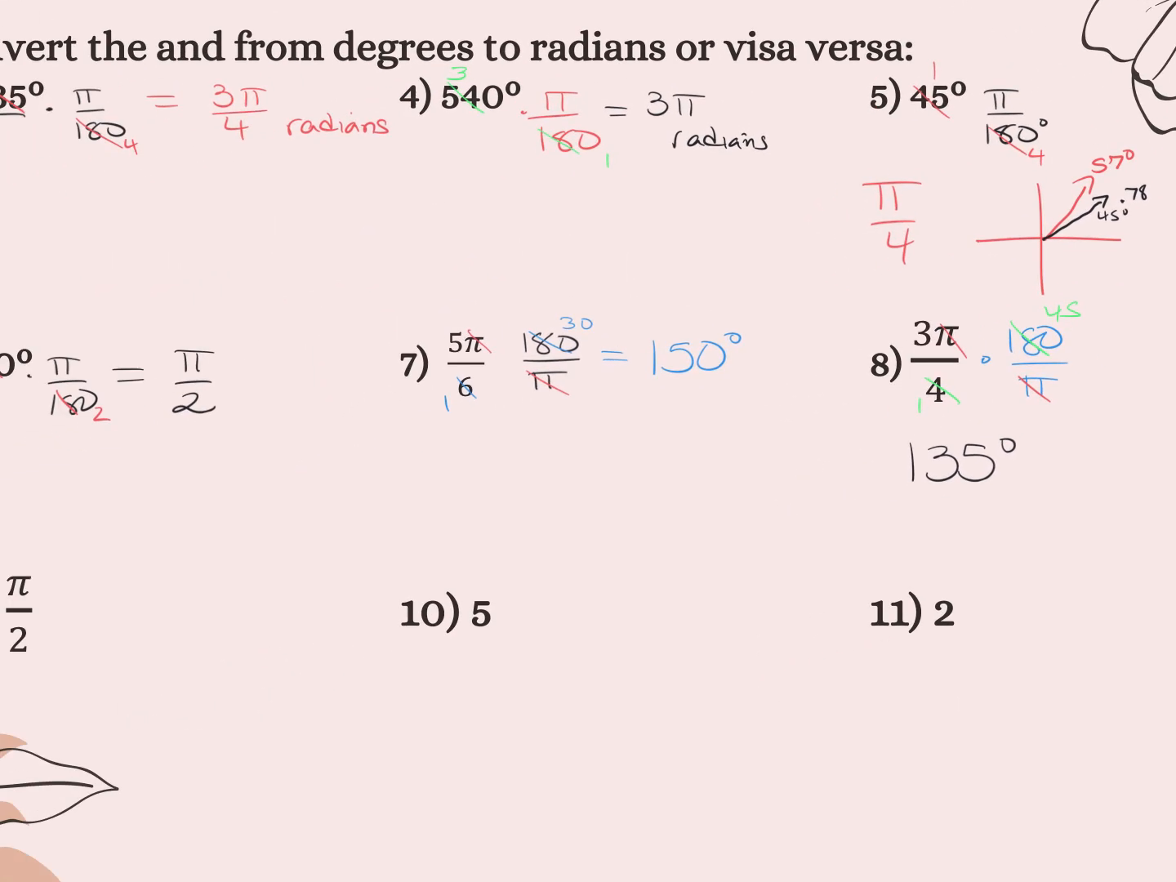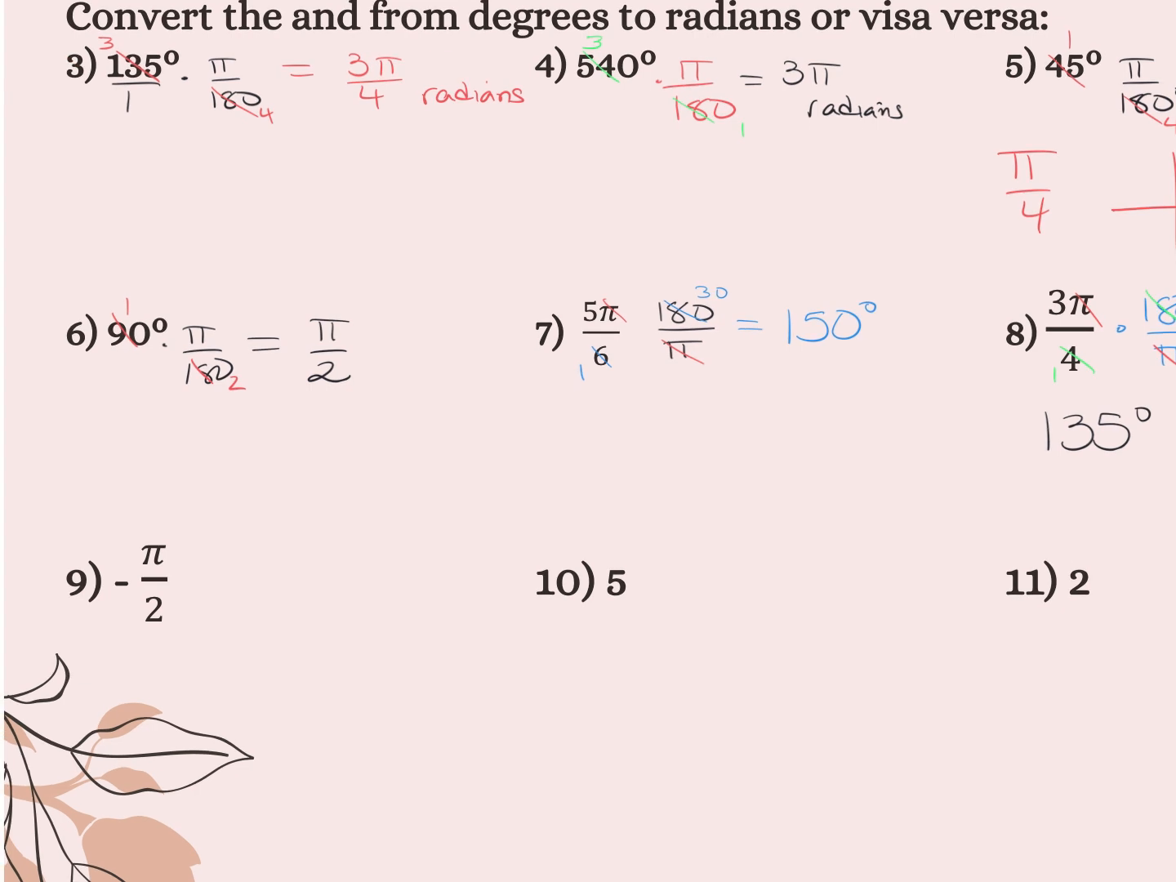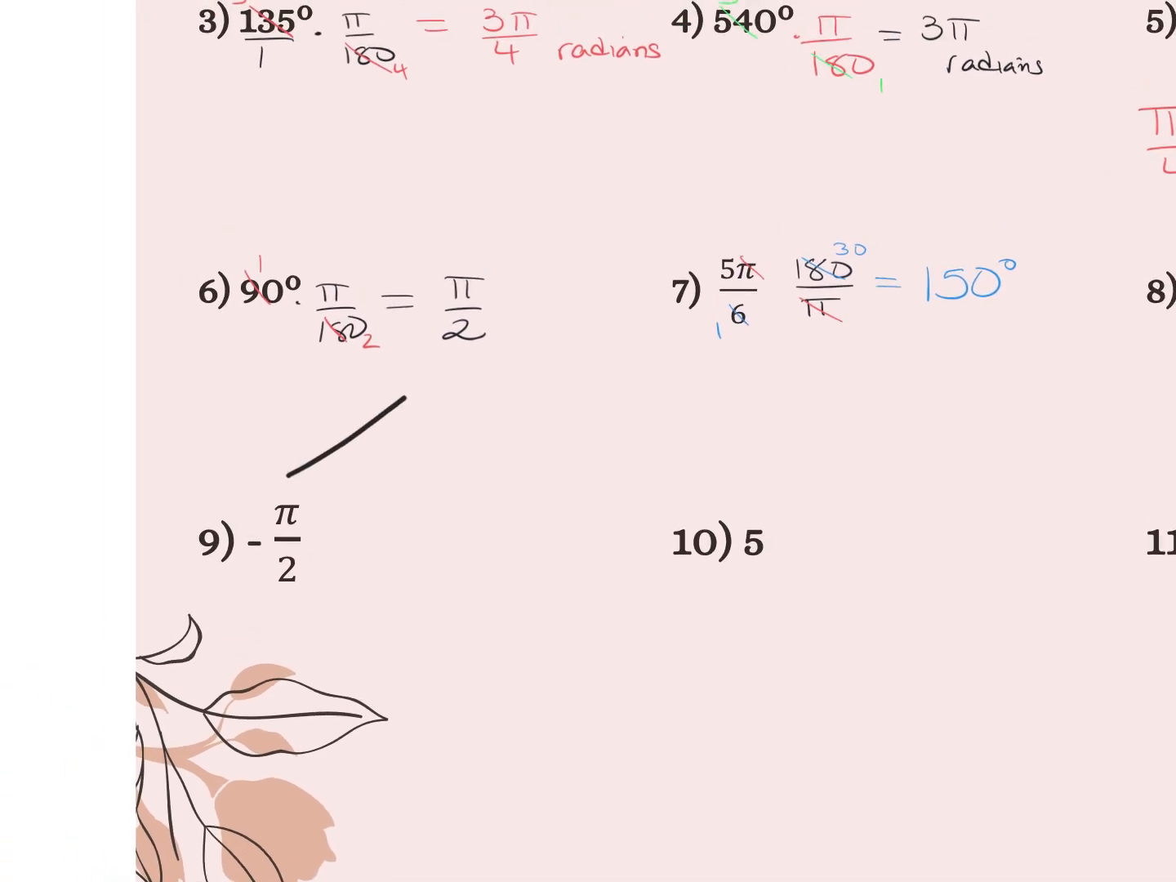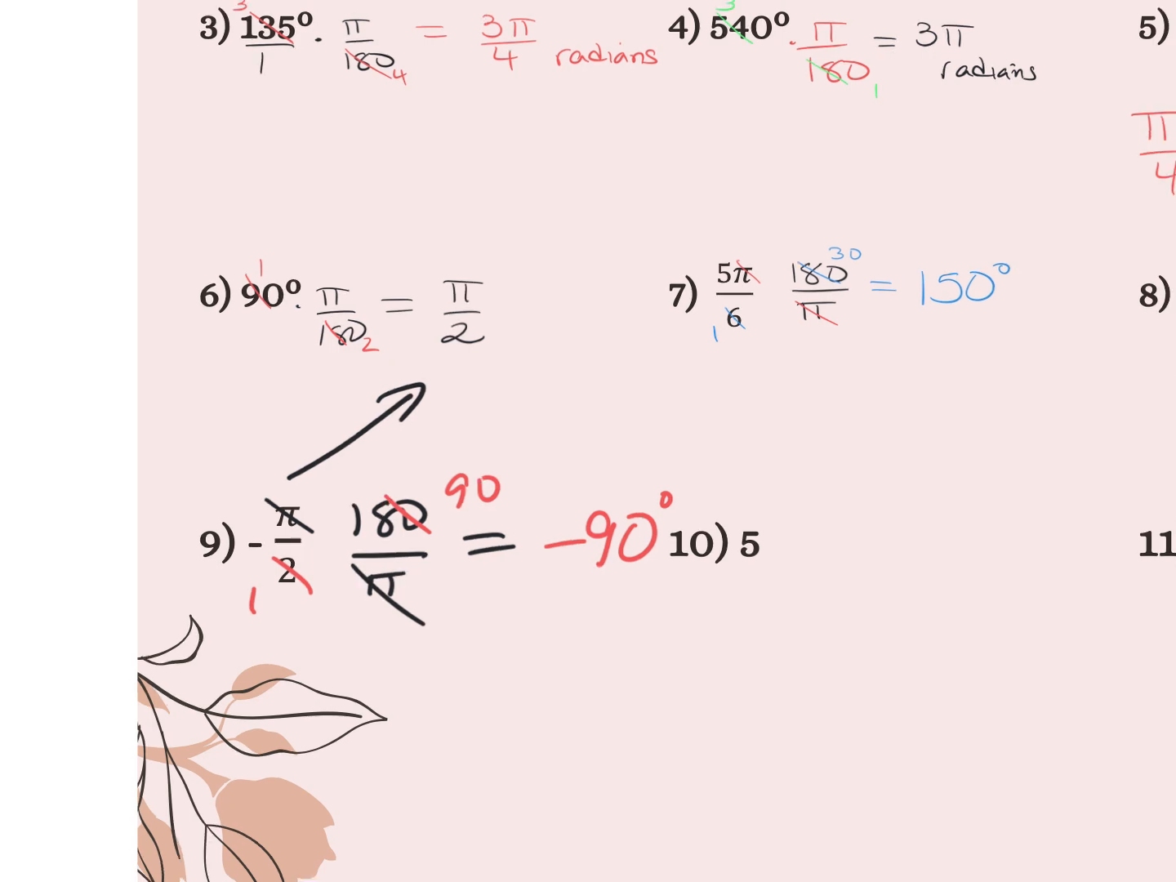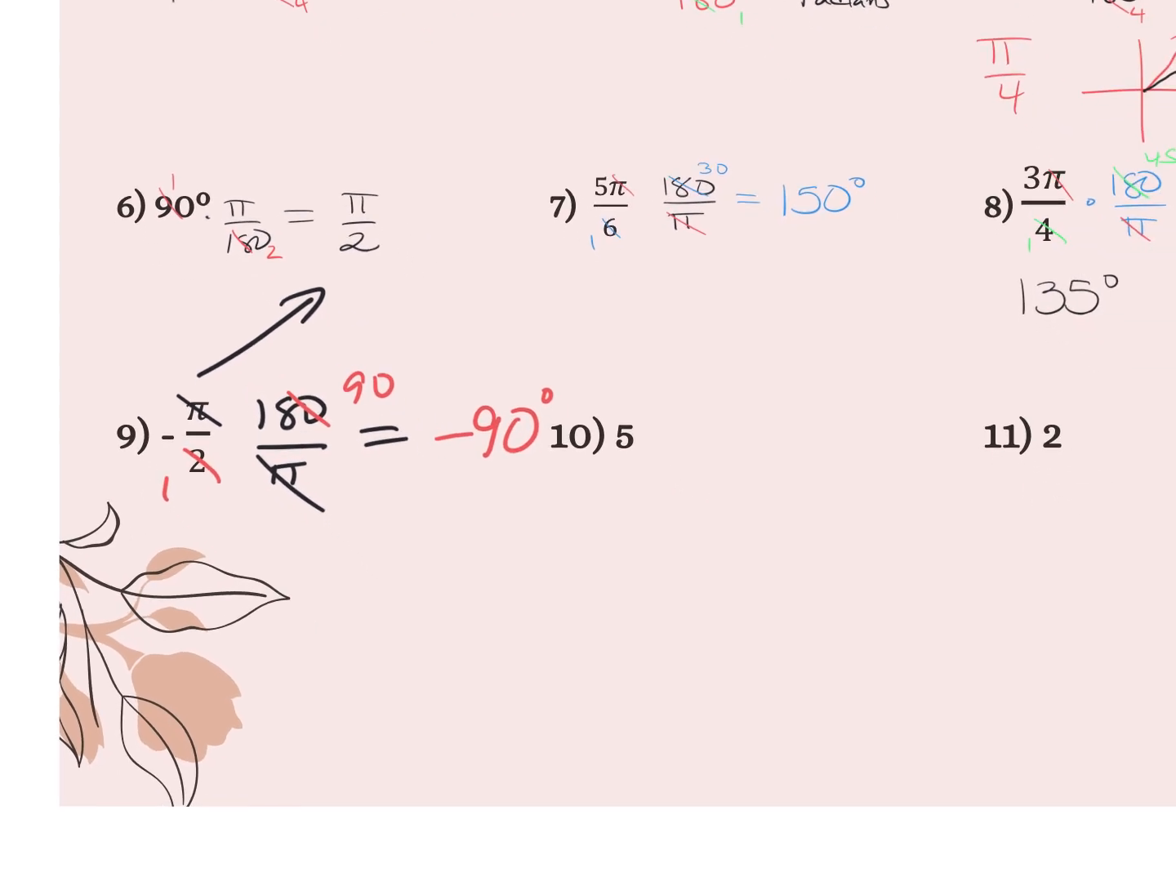Then the next one. Now, if they give you a negative degree to begin with or a negative radian measure, just know the equivalent will also be negative. So here, notice right above, we already converted the 90 degrees, and we got pi over 2, so this is just negative pi over 2. So my answer, once I convert, is going to be a negative 90. We multiply by 180, the pi's cancel, and the negative stays there. So negative 90 degrees.